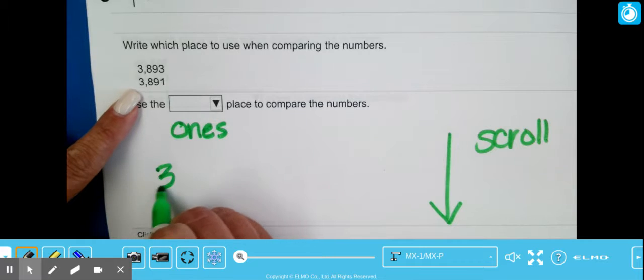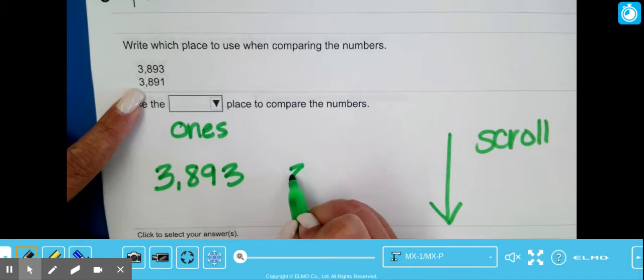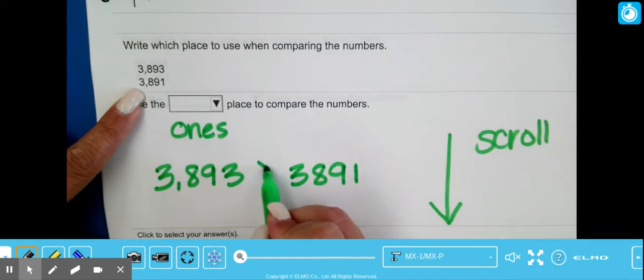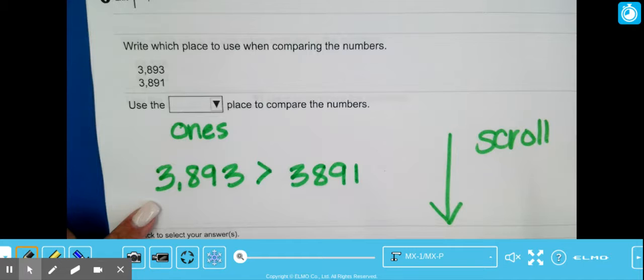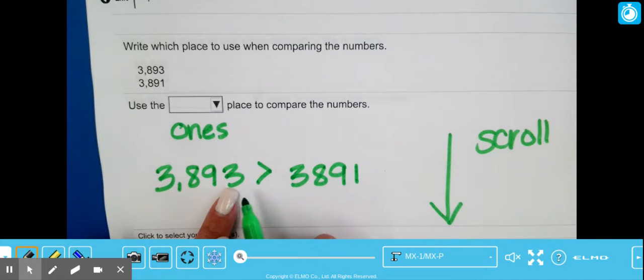If we were going to compare them, we might go like this and write the other number here. Which one would be greater? It would be 3,893. The mouth, or the opening, would eat the bigger number. A 3 is bigger than a 1.